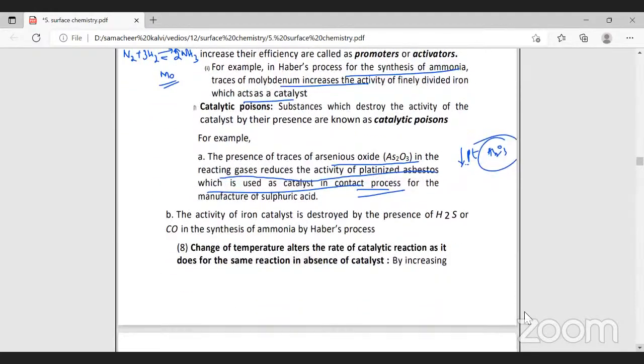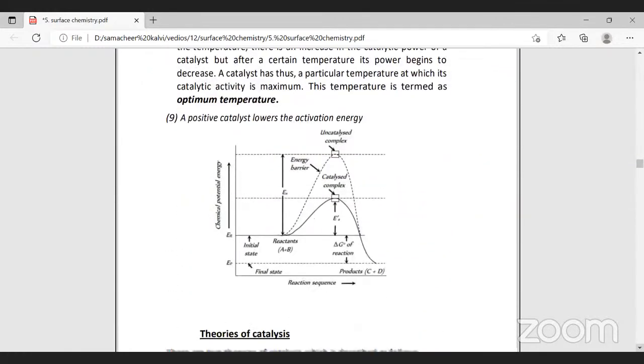All right. Change of temperature alters the rate of catalytic reaction as it does for the same reaction in the absence of catalyst. So when temperature changes, the catalytic reaction rate also changes. So this is very important.